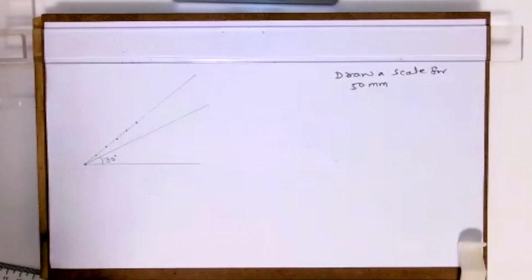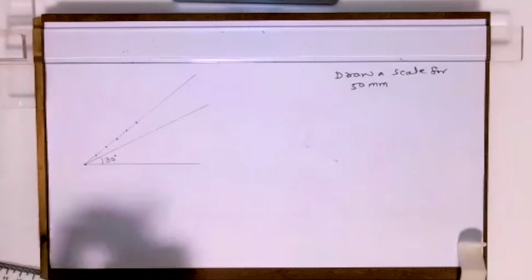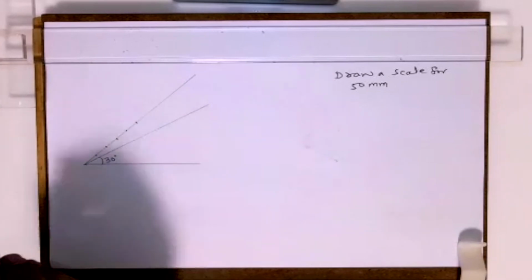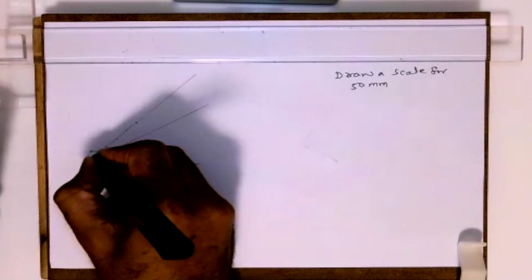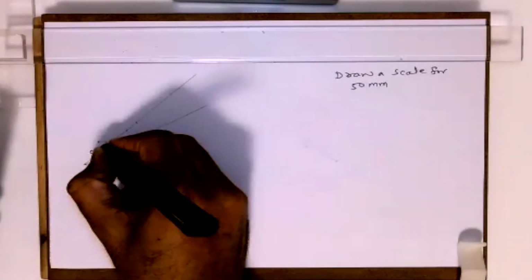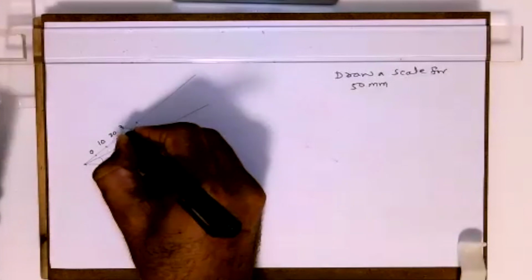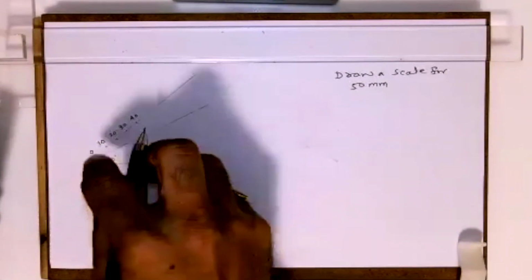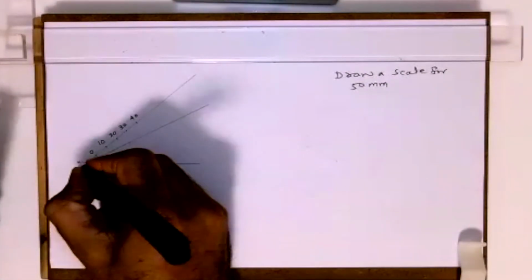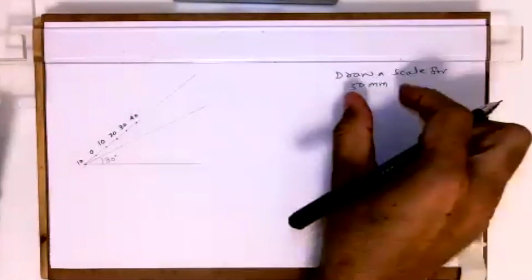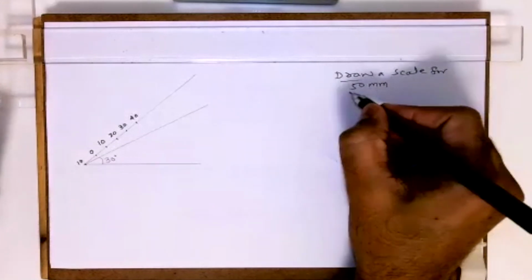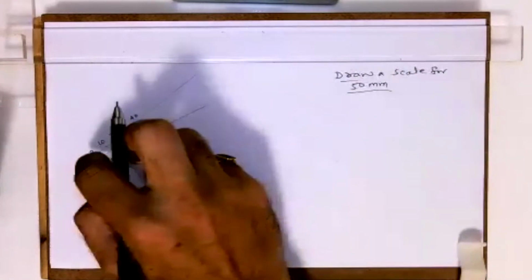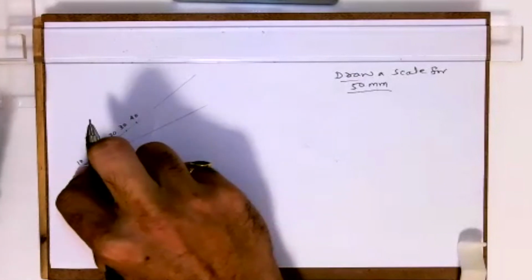Now if you see your NCERT textbook, I think it is there on your mobile, so you can take a printout. 0, write 10, 20, 30, 40. See, this is how I will write. And I will write 10 over here. So this total is 50. Got it? So when they say draw a scale for 50 mm long line, remember, you take 0 to 40 and 10.